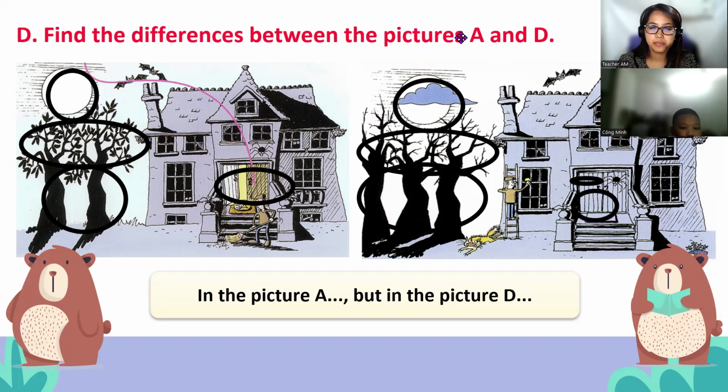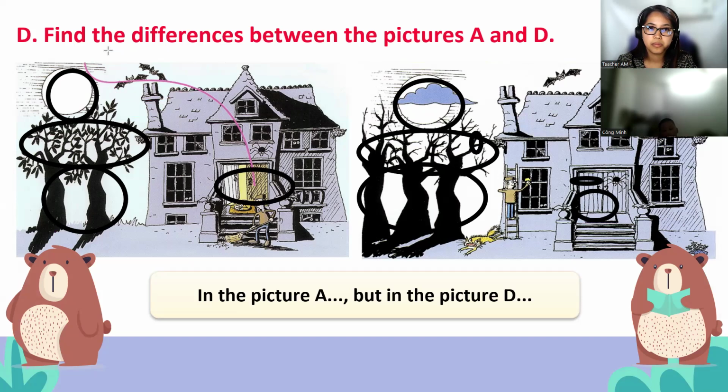In picture A, the cat is sleeping. In picture B, the cat runs. That is right. Wow. In picture A, there are two bags. In picture B, there is one bag. That's correct.